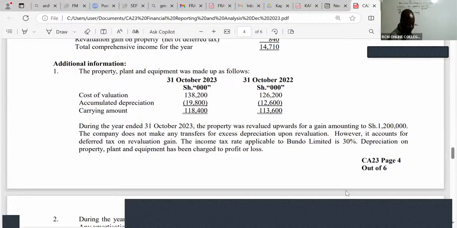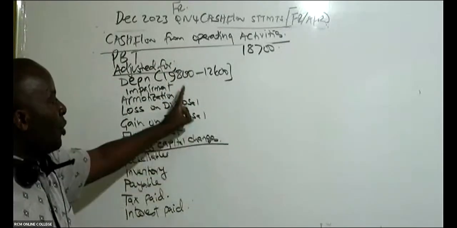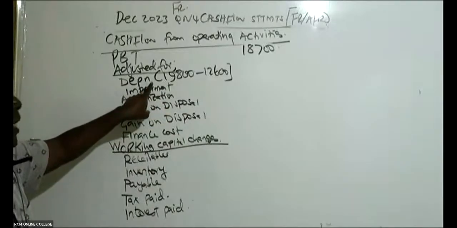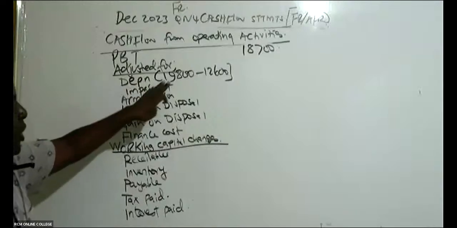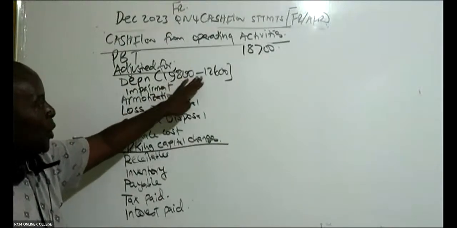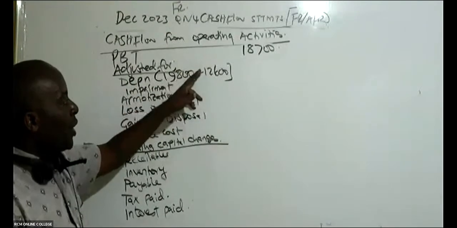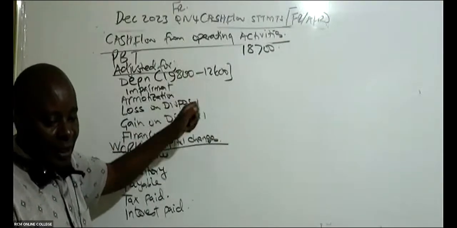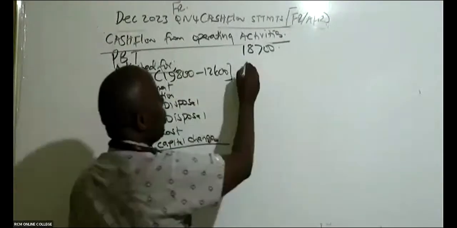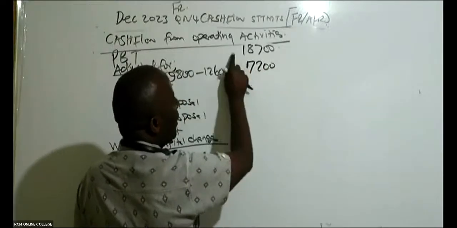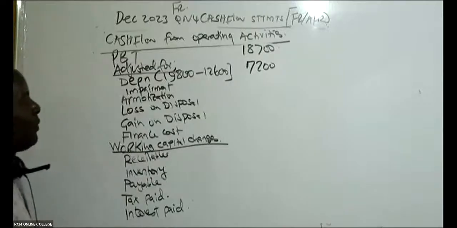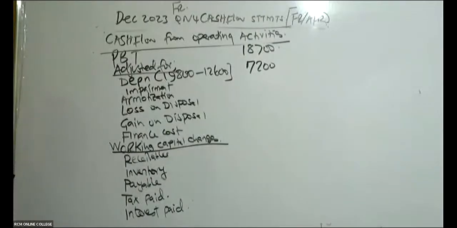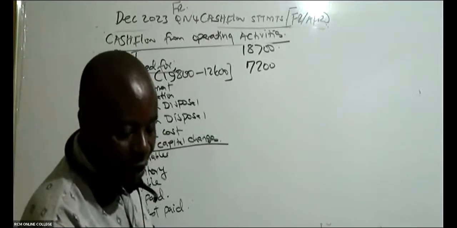Remember, the depreciation that I'm working with here should be the depreciation for the year. We're making yearly adjustments here. So by the end of 23, it was this, and by the end of 22, it was this. So that increase will automatically be 7,200. This is what you charged to the current year's profit and loss, 7,200.